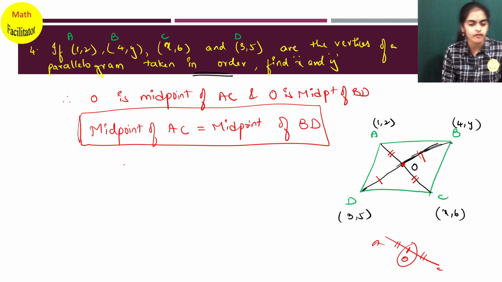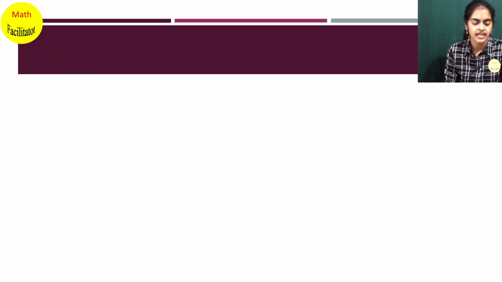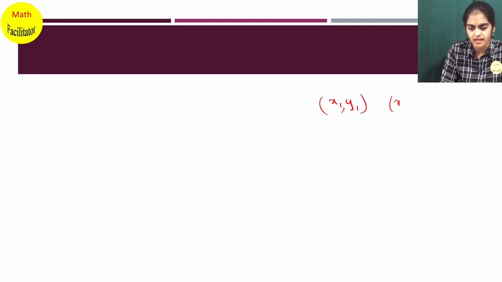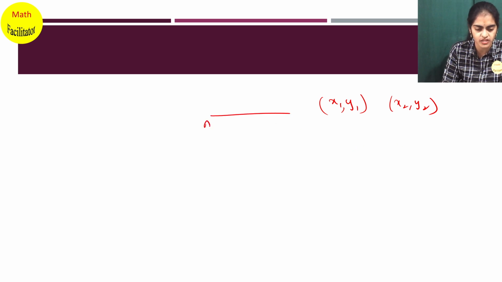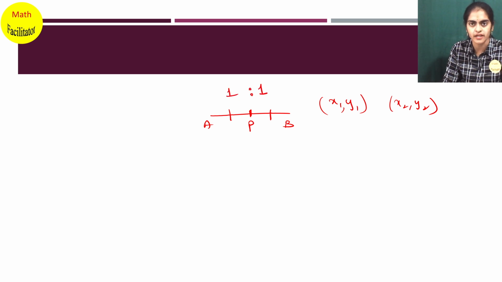Now what is the midpoint formula? Do you remember? If I have two points A (x1, y1) and B (x2, y2), midpoint means it is dividing into equal parts. Suppose this is A, this is B, and the midpoint I want to find is P. So it is dividing into equal parts. If I take the ratio, what will I get? The ratio will be 1:1, two same parts. This part is equal to this part.